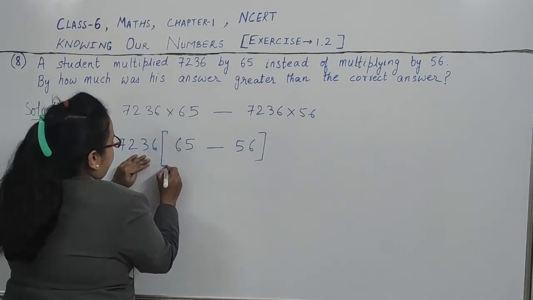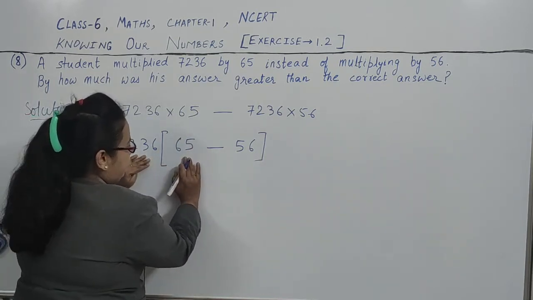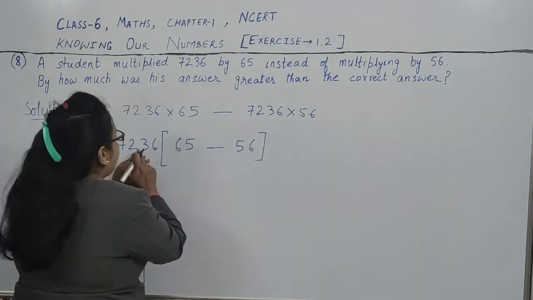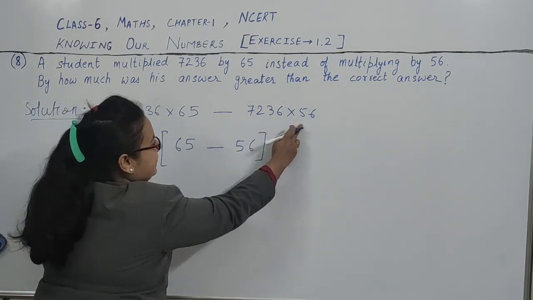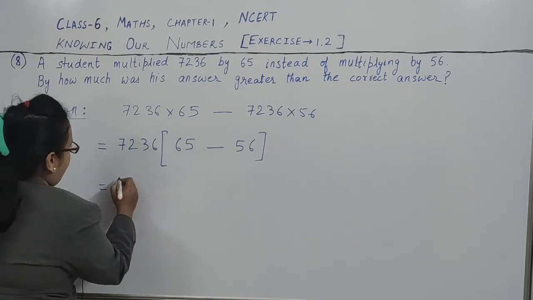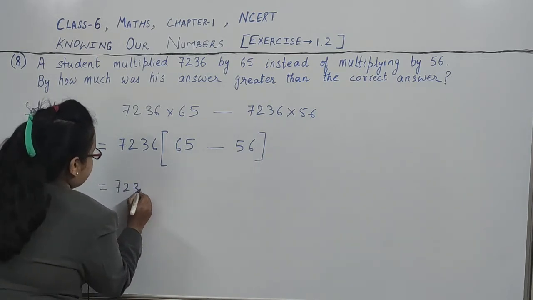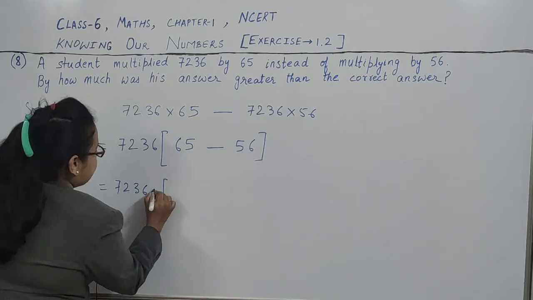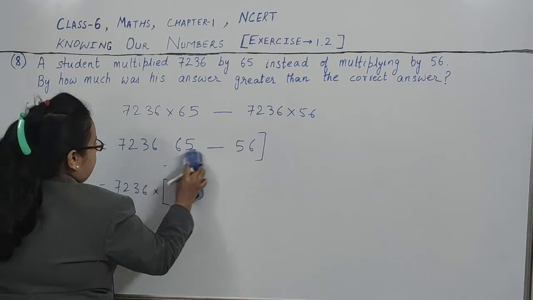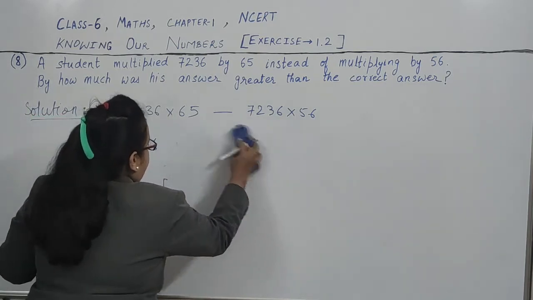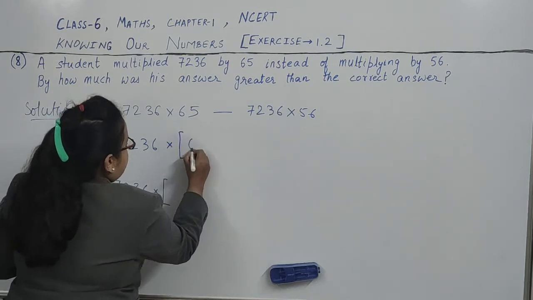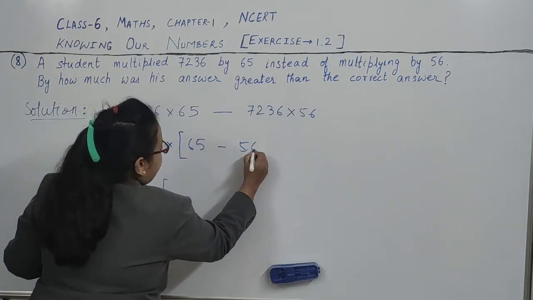So we will take one bracket, and 65 remains inside, the minus sign remains inside, and 7236 we have taken out. So what remains inside? 56 remains inside. Now what we will do? 7236, this bracket means multiplication. See, this bracket here means multiplication. 65 minus 56.